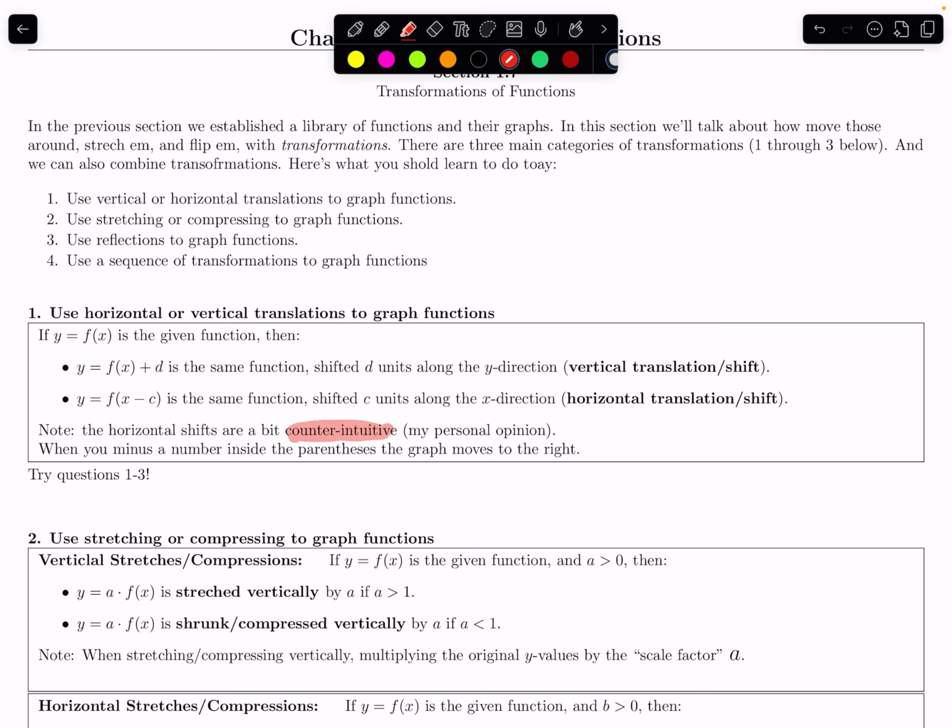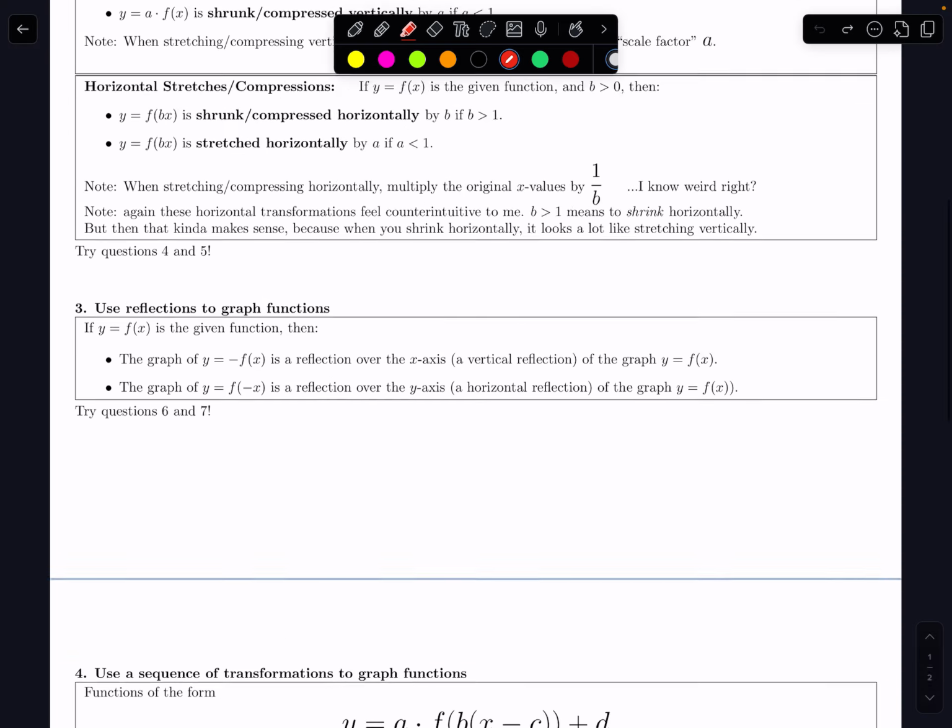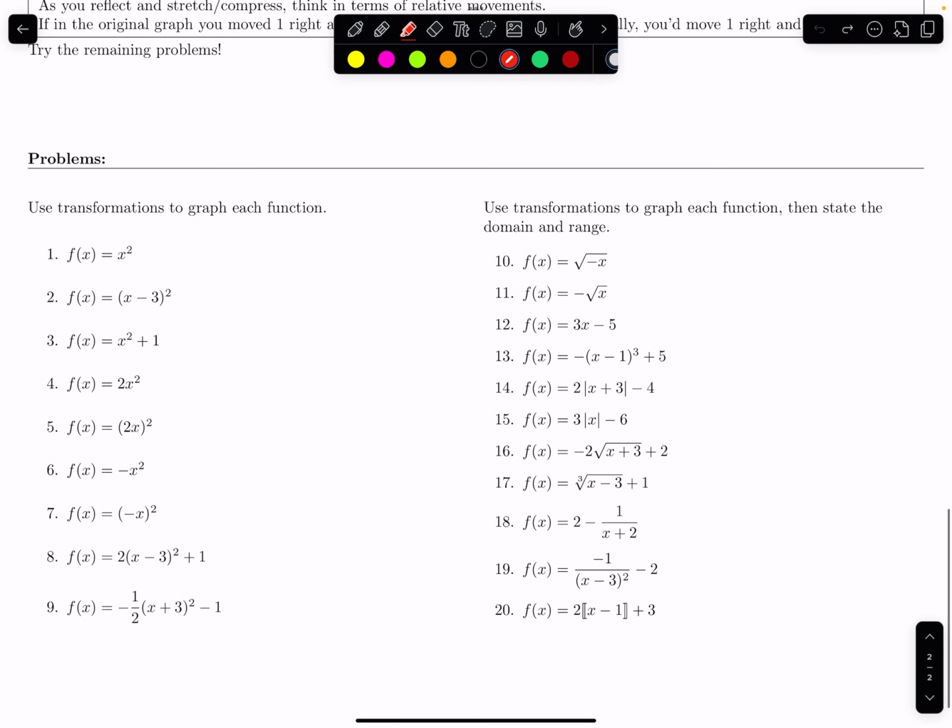Like the y direction was really straightforward, right? D, if it's positive, you move up, negative move down, that makes sense. Here, if you have a negative number, it actually moves to the right. Now, if you think about it long enough and carefully enough, it will make sense to you, but just intuitively, to me, it doesn't make sense. So yeah, just a thing to remember. Minus number to the right, and then plus number to the left. Okay, we're gonna try our questions 1, 2, 3 right now.